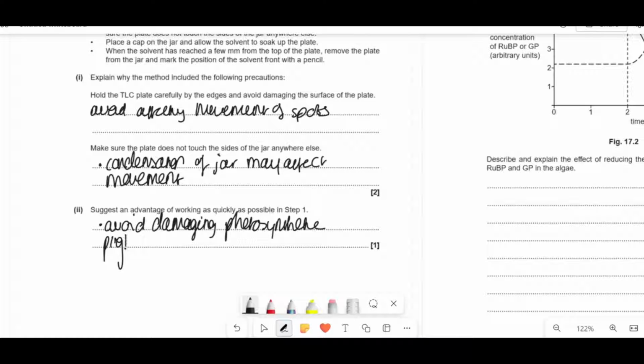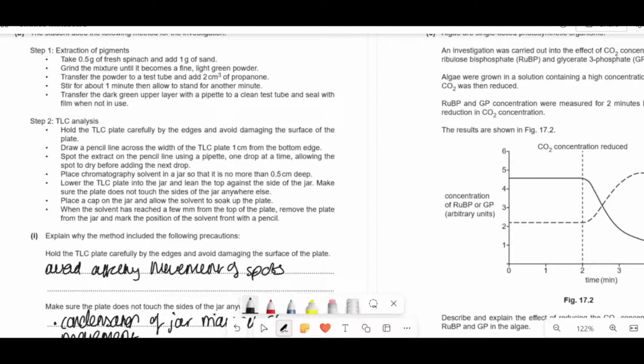But also, the question told you that they put this propanone in here to do its job. If they left it for ages, maybe the propanone, because that's the solvent, remember, might evaporate, and that could screw up the solvent front as well.